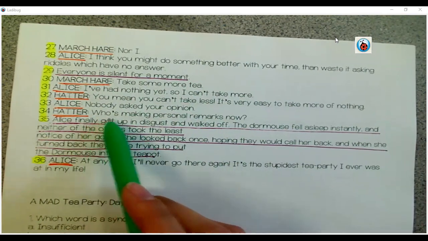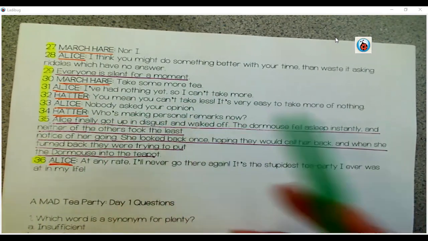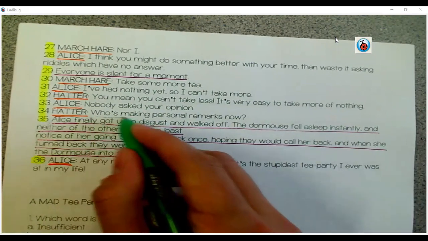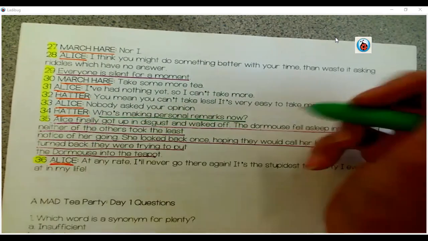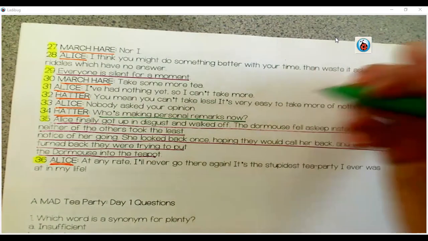Hatter, who's making personal remarks now? So he's kind of giving her back her own comments there, her own kind of sass.